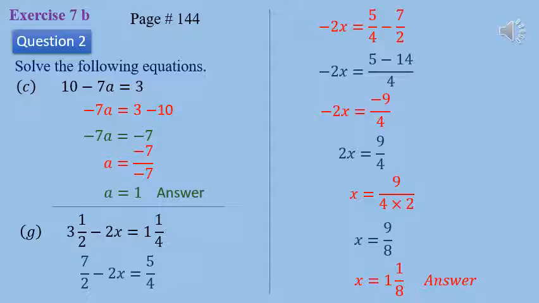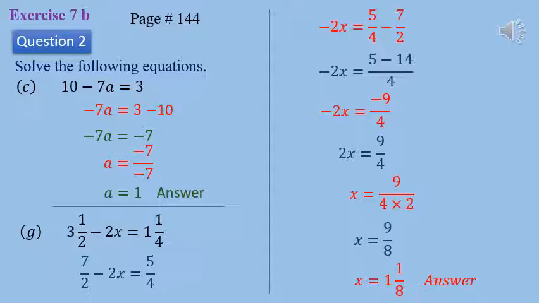Part G, 3 whole 1 over 2 minus 2x is equal to 1 whole 1 over 4. Convert mixed number to improper fraction. 3 multiplied by 2 is 6, 6 plus 1 is 7, so 7 over 2. 7 over 2 minus 2x is equal to 5 over 4. Take 7 over 2 on the other side of the equation. On the other side it will be negative, it will be minus 7 over 2.